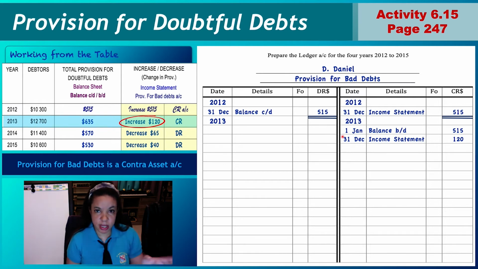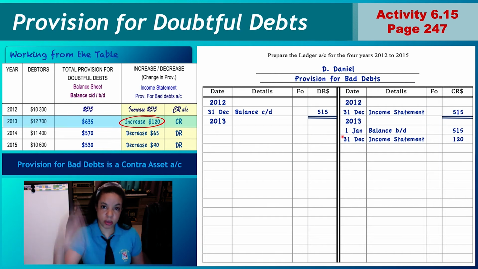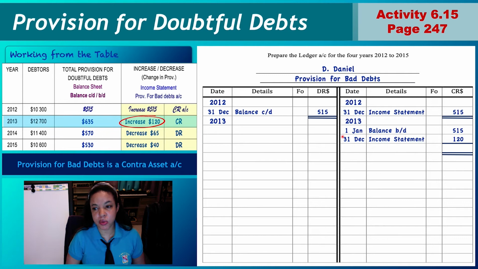We tally, we total it, and we put our balance carried down. Our balance carried down always goes on the debit side. So we're totaling 515 plus 120, 635. Go on the other side, supposed to have the same amount. Therefore, on the 31st of December, our balance carried down is 635.